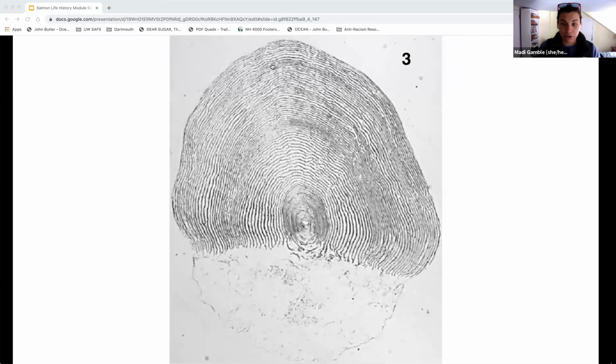Now let's have the students from the third group come up and annotate scale number 3. We'll pause the video, and when we come back, I'll show you my annotations for scale 3.